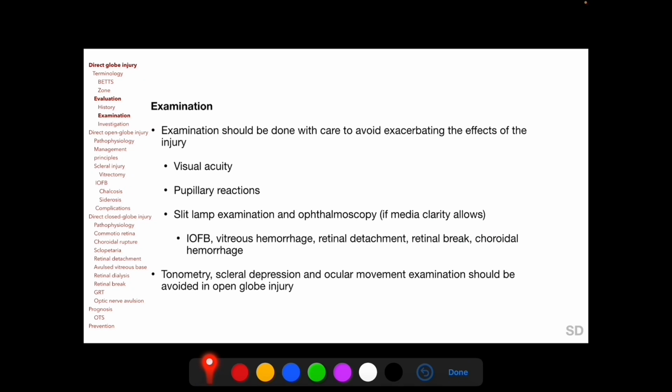Examination of an eye with ocular trauma should be done with care, avoiding excessive ocular manipulation to prevent expulsion or further expulsion of intraocular contents, and an attempt should be made to assess the visual acuity and pupillary reactions, and to perform slit lamp examination and ophthalmoscopy if media clarity allows, to determine the presence of intraocular foreign body, vitreous hemorrhage, retinal detachment, and choroidal hemorrhage. Intraocular pressure measurement, scleral depression for peripheral retinal evaluation, and ocular movement examination should be avoided in open globe injury, and this is important to remember.